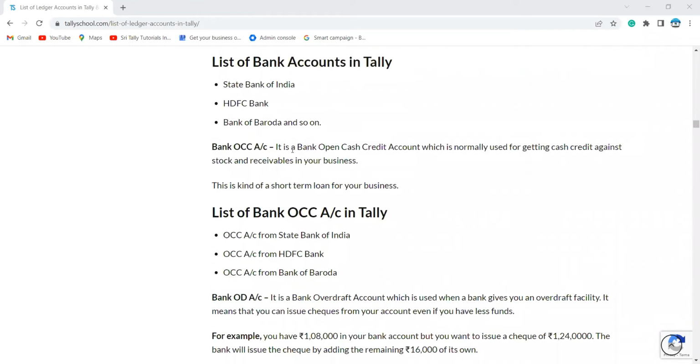Bank OCC means bank open cash credit. It is a bank open cash credit account, which is normally used for getting cash credit against stock and receivables in our business. So when we require it, we are opening this bank account. It is possible to open a bank OCC account in a bank in your organization's name.